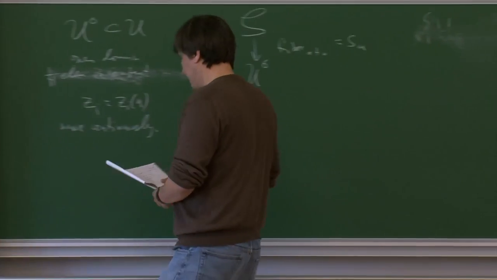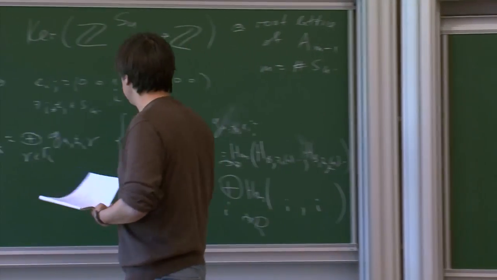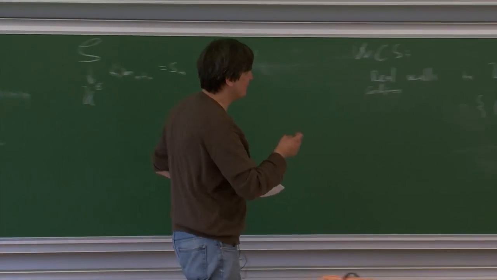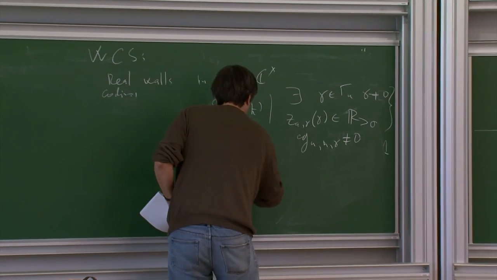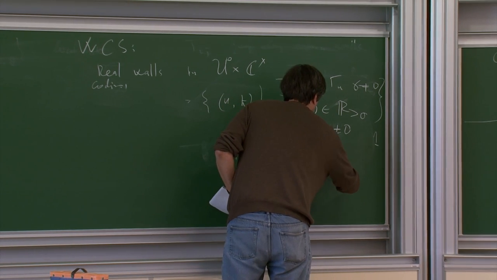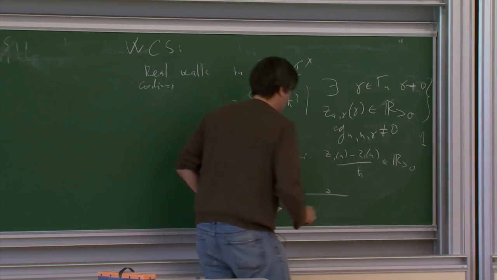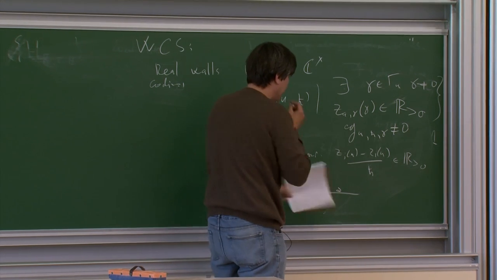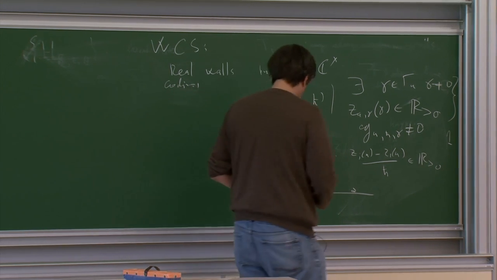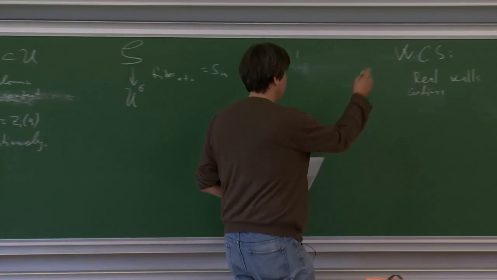Yeah, so in our case, when it is graded by this Dynkin root lattice, it means that there are some Zi, Zj such that Zj of u minus Zi of u divided by h bar is a strictly positive number. So it means that we have two critical values on a line parallel to the real line, which don't coincide. So there are real walls, and the wall crossing structure is the following thing.